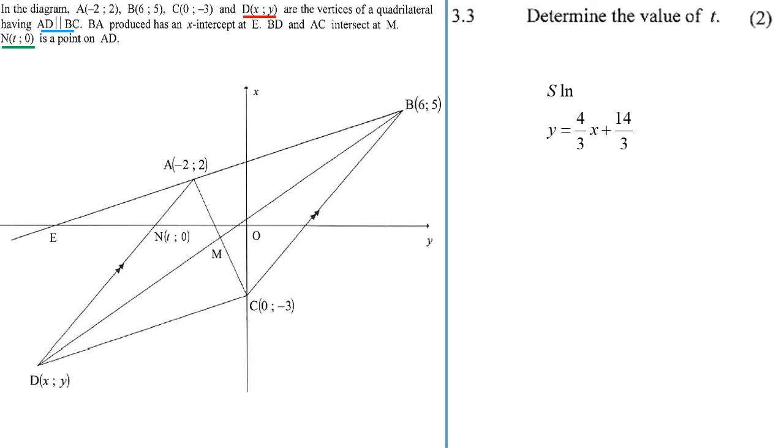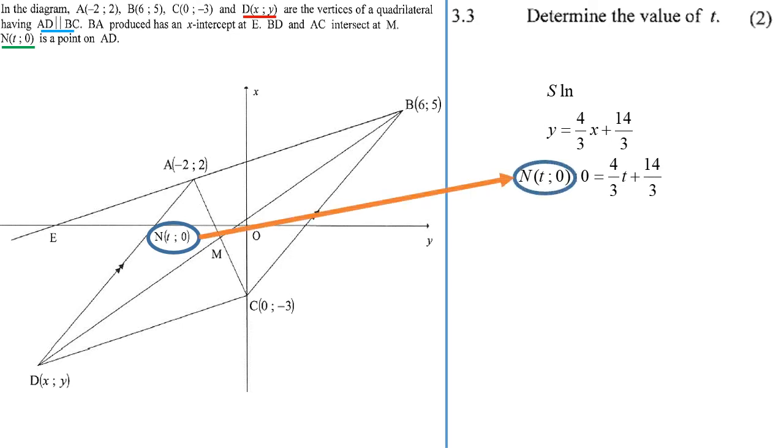Remember, this is the equation for this line AD, and this point that you see here, n, t, is the one that we're going to use to substitute there. This is the one I'm talking about. This is the very same point we're talking about. Okay, so where you see y, you put 0. Where you see x, you put t. Then you have a t variable equation, simple linear equation. Then you can determine the value of t.